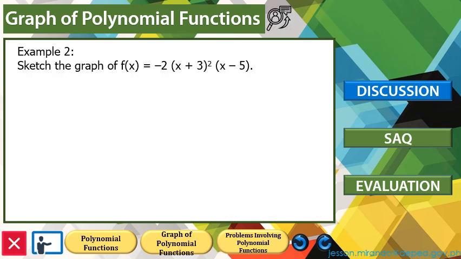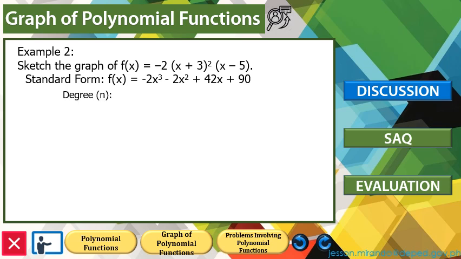Example 2. Sketch the graph of f of x equals -2 times the squared of the quantity of x plus 3 times the quantity of x minus 5. Write the function in standard form. Just multiply all the factors of the function. The answer would be f of x equals -2x cubed minus 2x squared plus 42x plus 90.